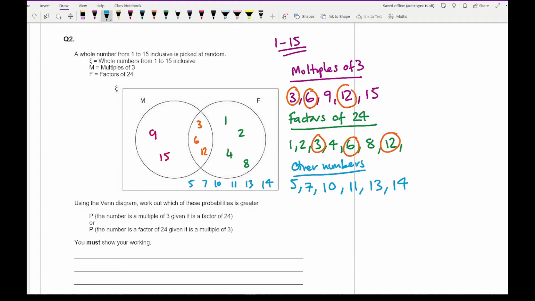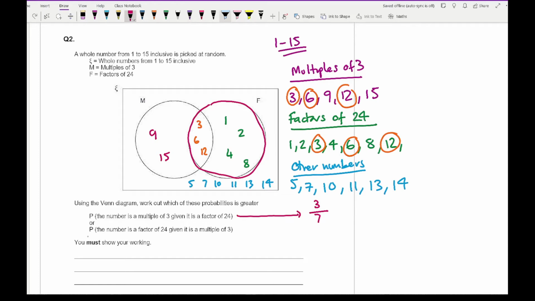So now what we can do is now work out the probabilities of these events. So looking at this first one, now the given part basically means you're only looking at that circle. So a multiple of 3, so out of the circle of F. So for this first one, I'm only looking at numbers in the F circle. So how many numbers are in that F circle? Well, that's going to be 7. And how many are in that multiple of 3? Well, there's going to be 3. So it's going to be 3 over 7.